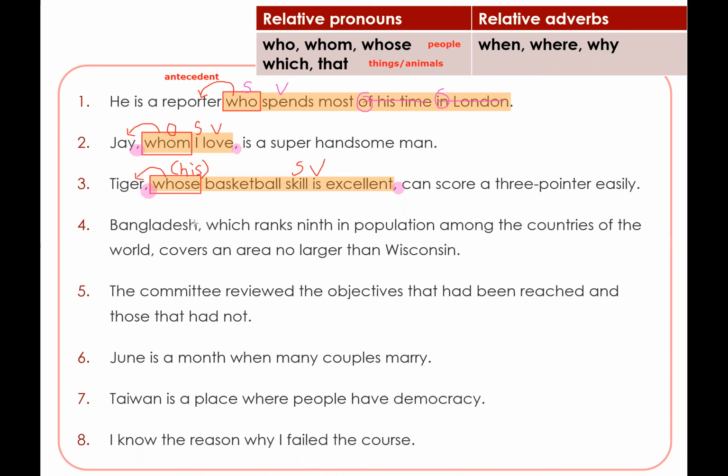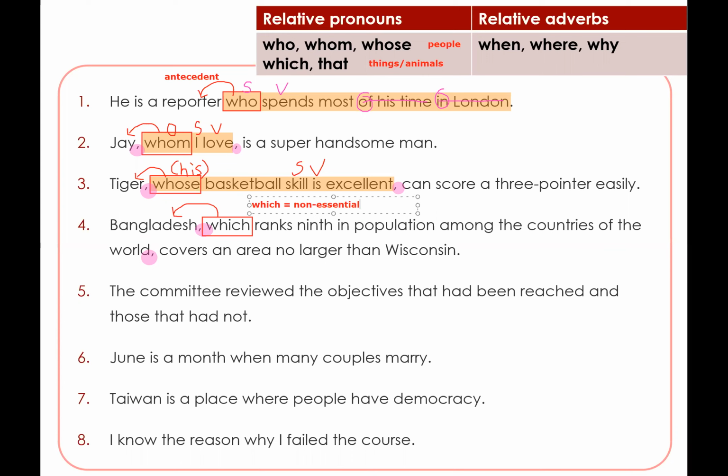And for number 4, you can see it's the same thing. I have 2 commas, right? Because Bangladesh, again, is a proper noun, a country, which ranks 9th in population among the countries of the world. That is non-essential. And since I'm modifying a thing, not a person, a country, I would use which instead of who or whom or whose. And just keep in mind for now that which is always used with a non-essential adjective clause.